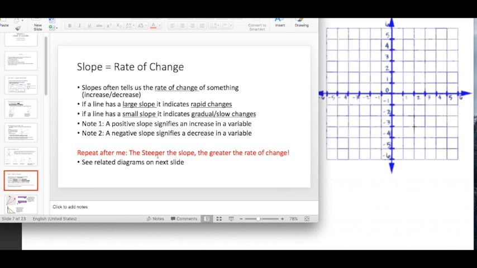Repeat after me. The steeper the slope, the greater the rate of change. So large slopes that indicate rapid changes are very steep slopes. I'll just put an equal sign here, these are the steeper slopes, right? And then obviously small slopes are not as steep. This is something I remember learning in school. The steeper the slope, the greater the rate of change. So the steeper the slope, it tells us that the value is larger and the rate of change is rapid.